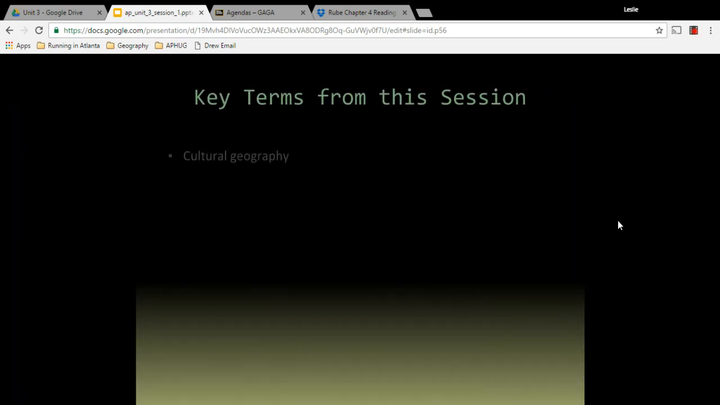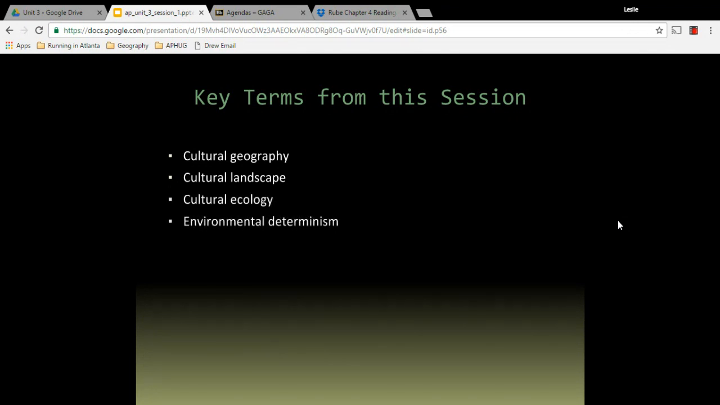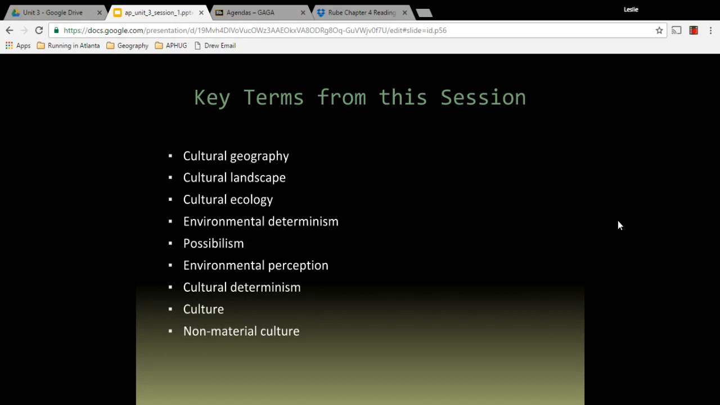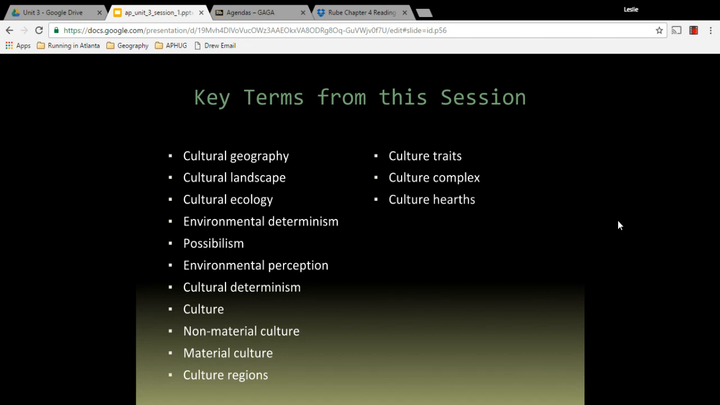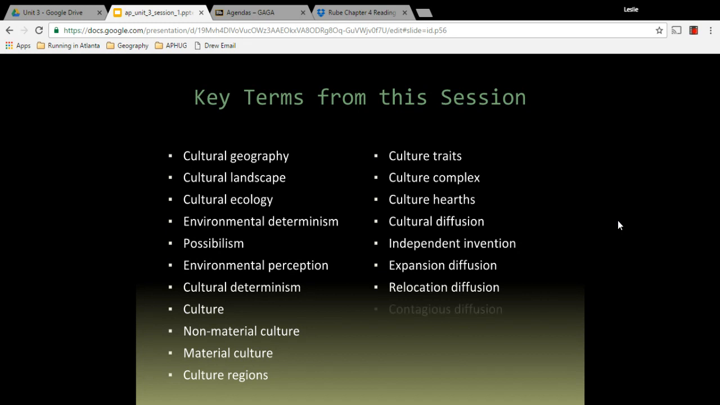All right, so key terms from this session that you need to be able to define: cultural geography, cultural landscape, cultural ecology, environmental determinism, possibilism, environmental perception, cultural determinism, culture, non-material culture, material culture, culture regions, culture traits, culture complex, culture hearths, cultural diffusion, independent invention, expansion diffusion, relocation diffusion, contagious diffusion, stimulus diffusion, migrant diffusion, and time distance decay.